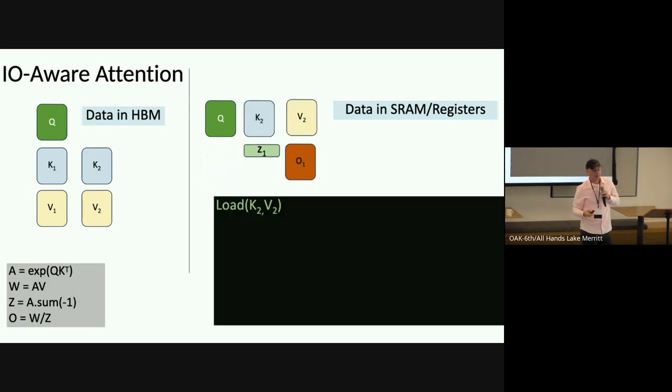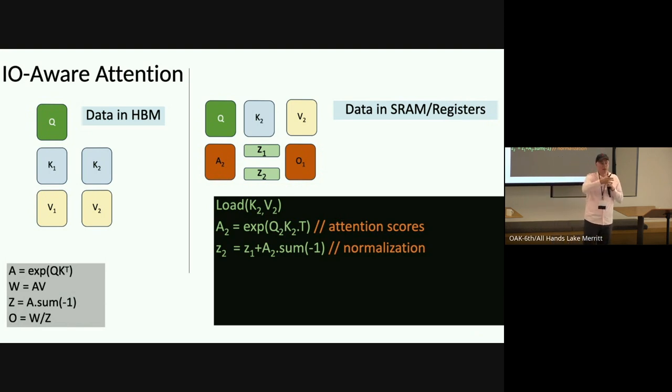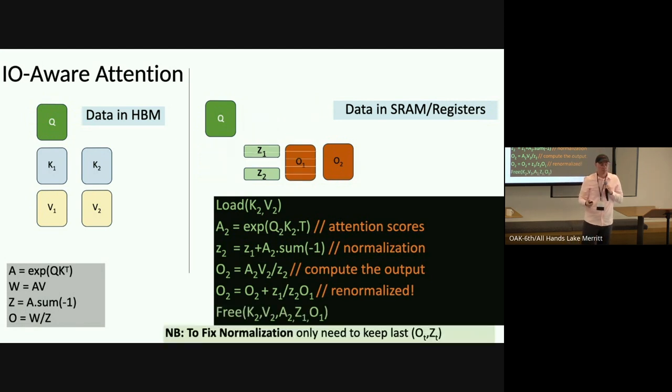The way you fix it up when you load K and V is you again compute the attention scores. You compute the normalization, which is now good up to the second chunk, so the old scores plus the new scores. You compute the output. But you have to add back the vectors from the first block. How do you do that? Well, you renormalize them. They were kind of 1 over Z1. That was their normalization. Now you multiply Z1 over Z2. They're Z2 normalized. It's just like a running average. Nothing else is going on under the covers. And boom, you do your free.